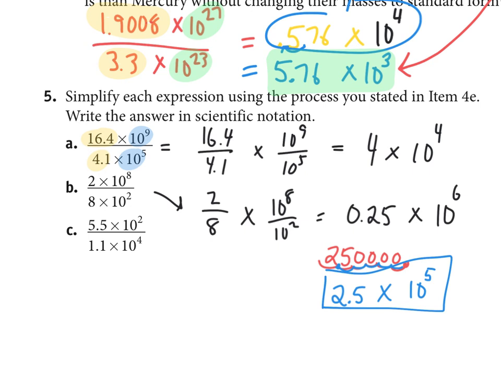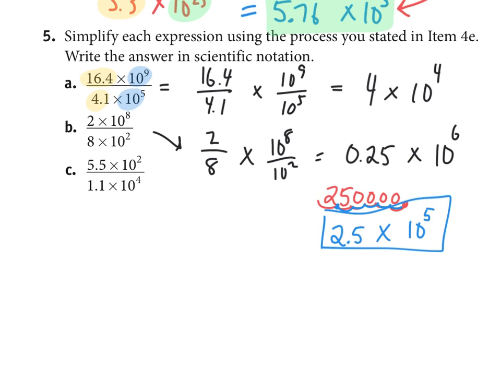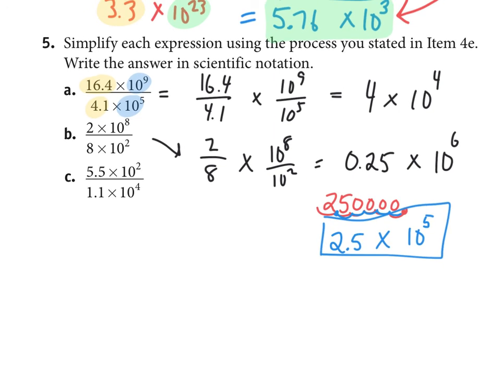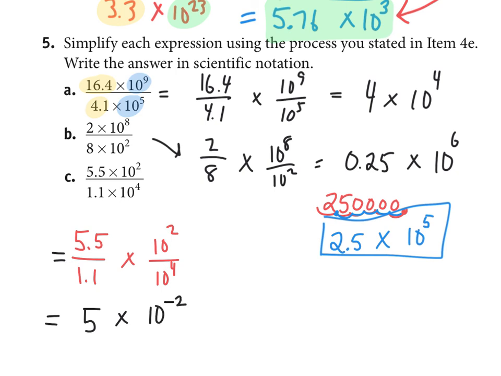All right, and one last one. Let's do part C here. If we want to take 5.5, oops, let me get the pencil back. 5.5 divided by 1.1 times 10 squared over 10 to the 4th. And when we do our division here, the 5.5 divided by 1.1 is just 5. 10 to the 2nd over 10 to the 4th. You can subtract exponents. It's 10 to the negative 2nd power.